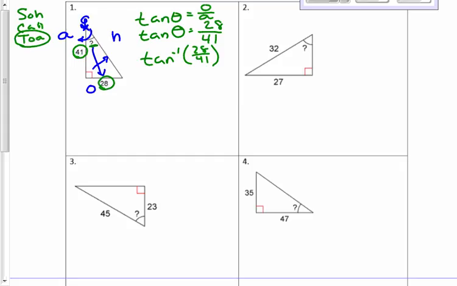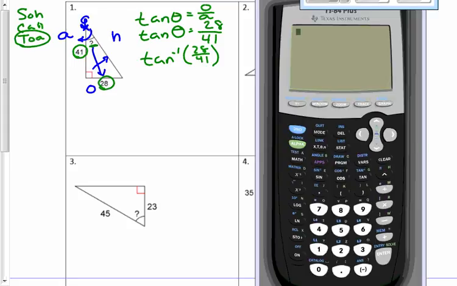At that point, you can take out your calculator. You need to make sure you are set back in degrees. In order to do that, you hit the mode button.